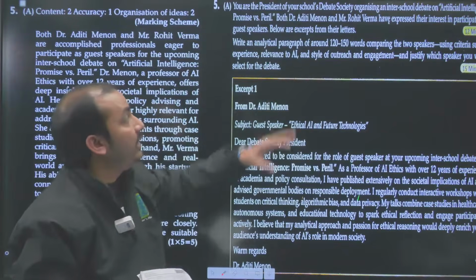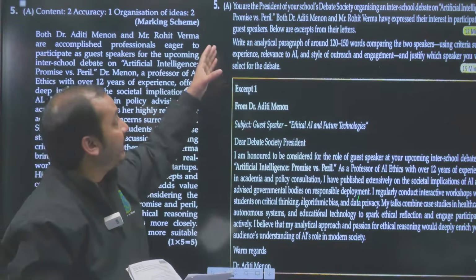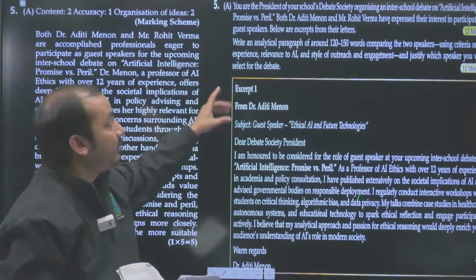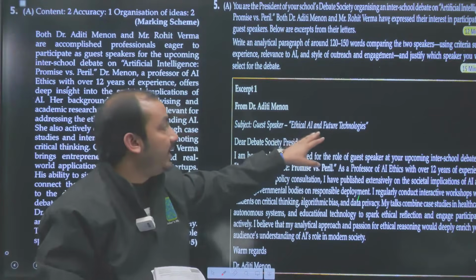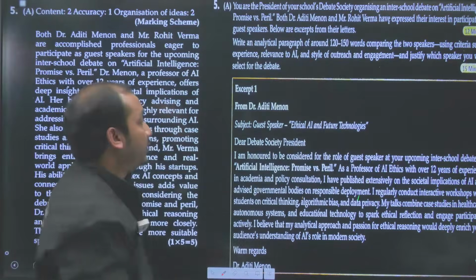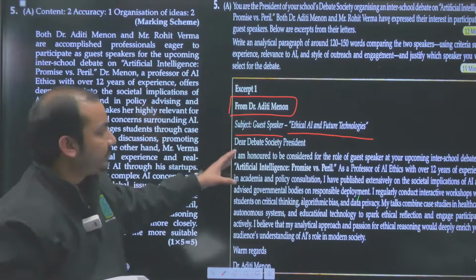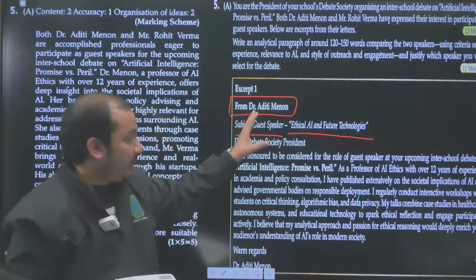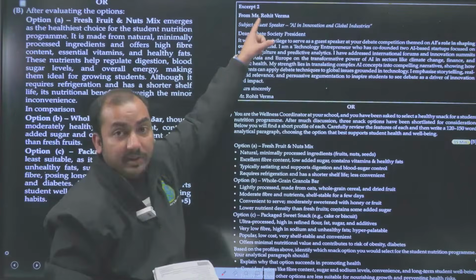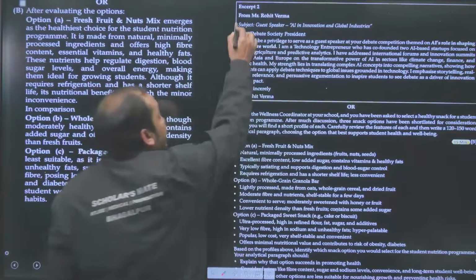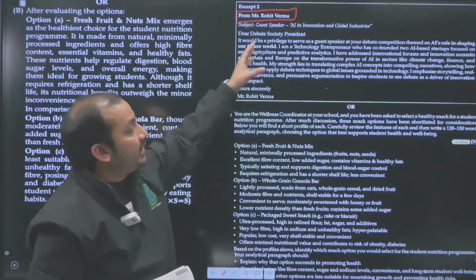You are the president of your school debate society organizing an inter-school debate on artificial intelligence, AI: promise versus peril. And here the data from 2 of the doctors is given. Excerpt 1 from Dr. Aditi Menon. Subject: Guest speaker, ethical AI and future technologies. So ethical AI and future technologies, Dr. Aditi Menon is a guest speaker, and the detail from whatever she provided, the information is given here. And after that, in the second part, you have been given the second excerpt in which it is stated by Mr. Rohit Verma. He was also a guest speaker, so he also said something here.